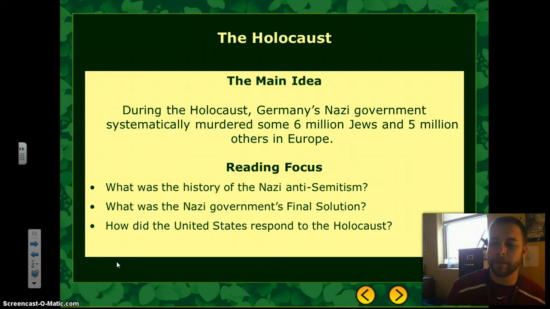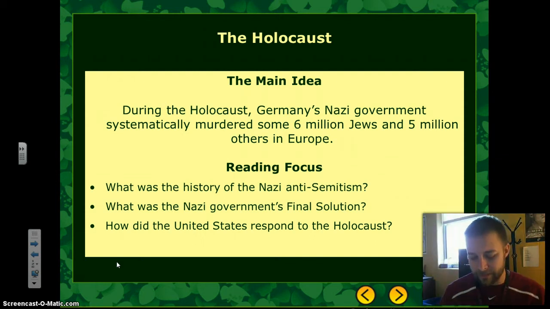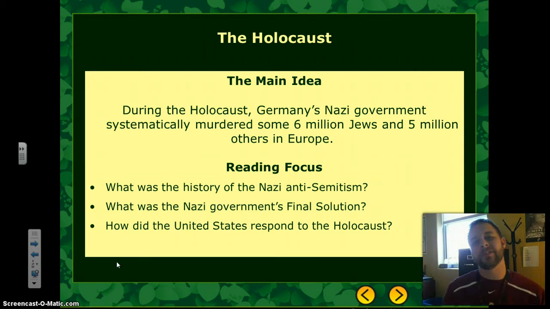Just a quick heads up on this one, we're going to skip a section. The Holocaust, I believe, is section 2 in your book, and the Homefront is section 4. So we're going to be skipping over section 3 because I thought that the Pacific War went a little bit better with the end of the war section. So we're going to group them together a little bit differently.